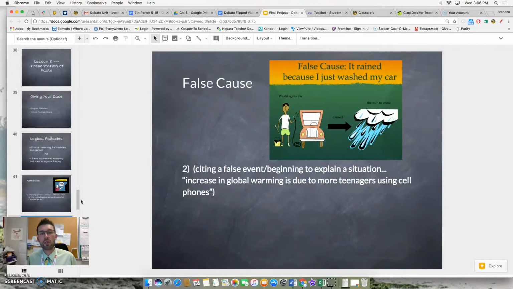The next fallacy is called a false cause. Now this is citing a false event or a false beginning of an event to explain some kind of situation. For example, you could have someone say, "Increase in global warming is due to more teenagers using cell phones." Now this is a false cause because using cell phones is definitely not increasing global warming. It's just a coincidence that as teenagers are using more cell phones, maybe global warming is increasing as well. But that's what a false cause is. You're connecting 2 events.